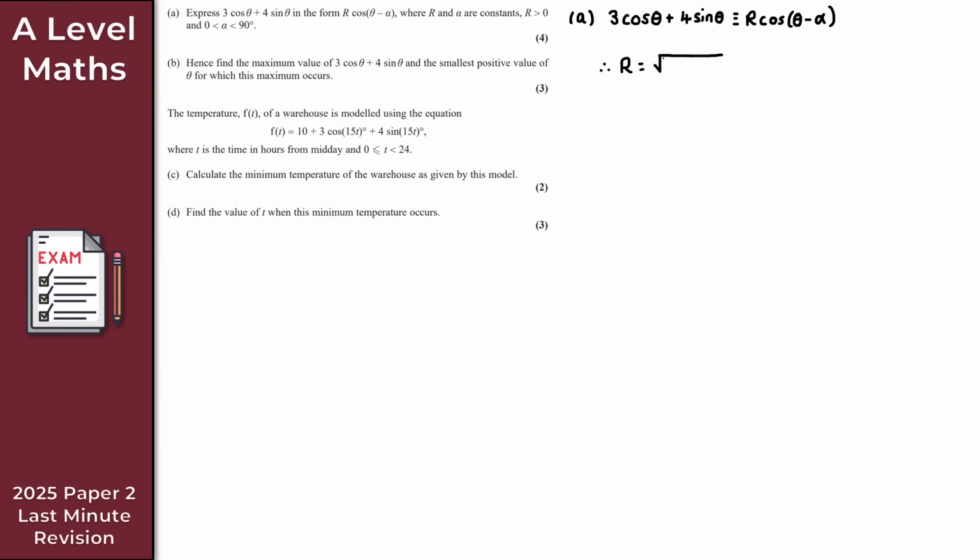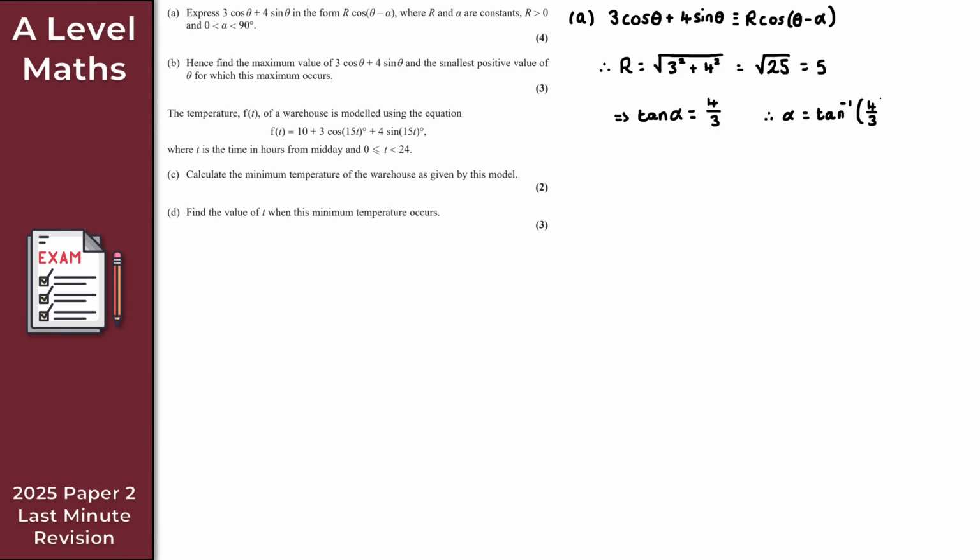So r is simply an application of Pythagoras. r is the square root of 3 squared plus 4 squared. This is one of our Pythagorean triples. So we get the square root of 25, which is simply 5. So we obtain the value of r, nice and straightforward. Now for alpha, what I can see is that tan alpha is equal to 4 over 3. So take tan inverse of both sides, and alpha is equal to tan inverse of 4 over 3.